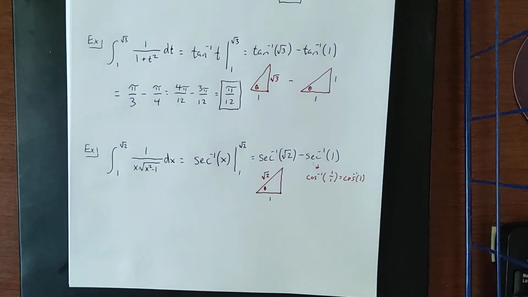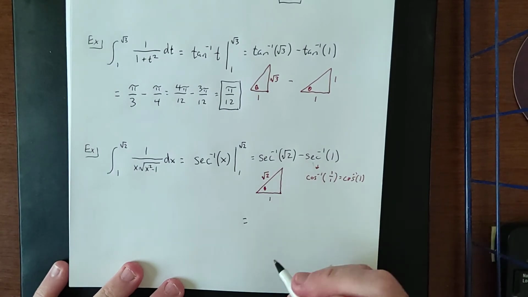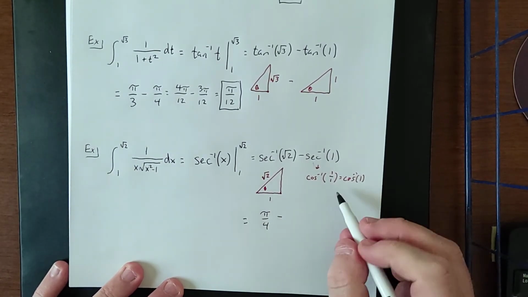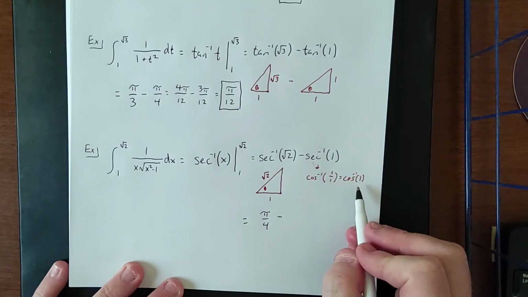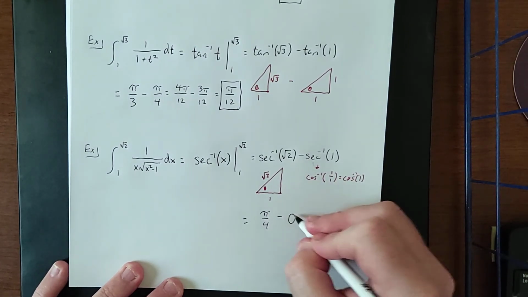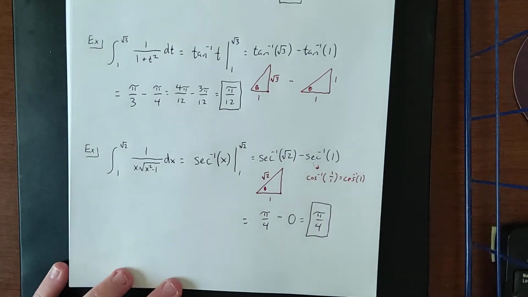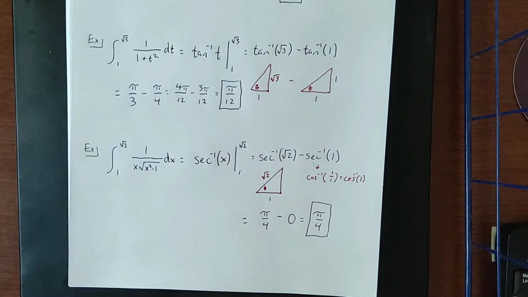Now with that in mind, for these angles, the first one would be pi over 4, no problem there. And the second one would be the angle whose cosine is equal to 1. That, of course, would be 0 radians. So the final answer for this one is going to be simply pi over 4.